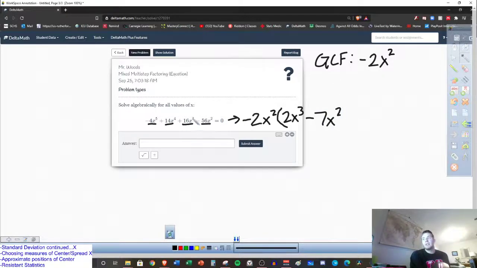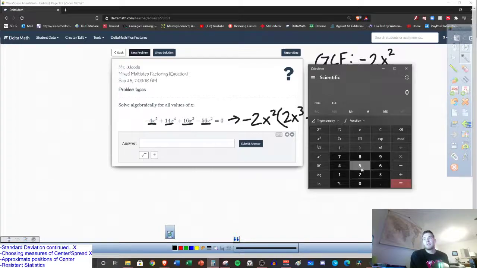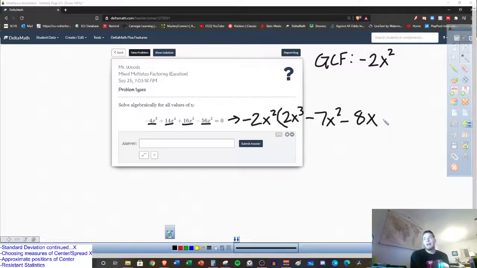Positive 16x cubed divided by negative 2x squared is going to be negative 8x. And then we do this last one, negative 56x squared. The x's are going to divide out. And we need negative 56 divided by negative 2. If you don't know that, I think I could do it without a calculator, but I'm just going to do that. So it's 28. This is actually going to be positive because negative divided by negative is positive 28. So there we go. We've factored that.